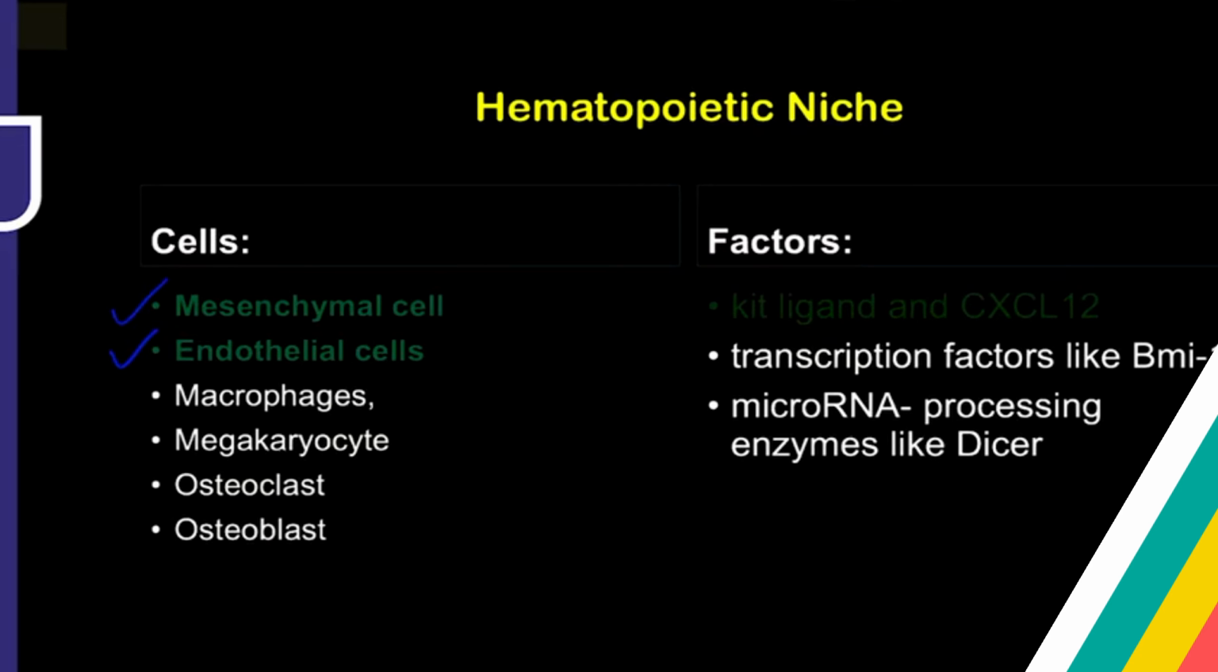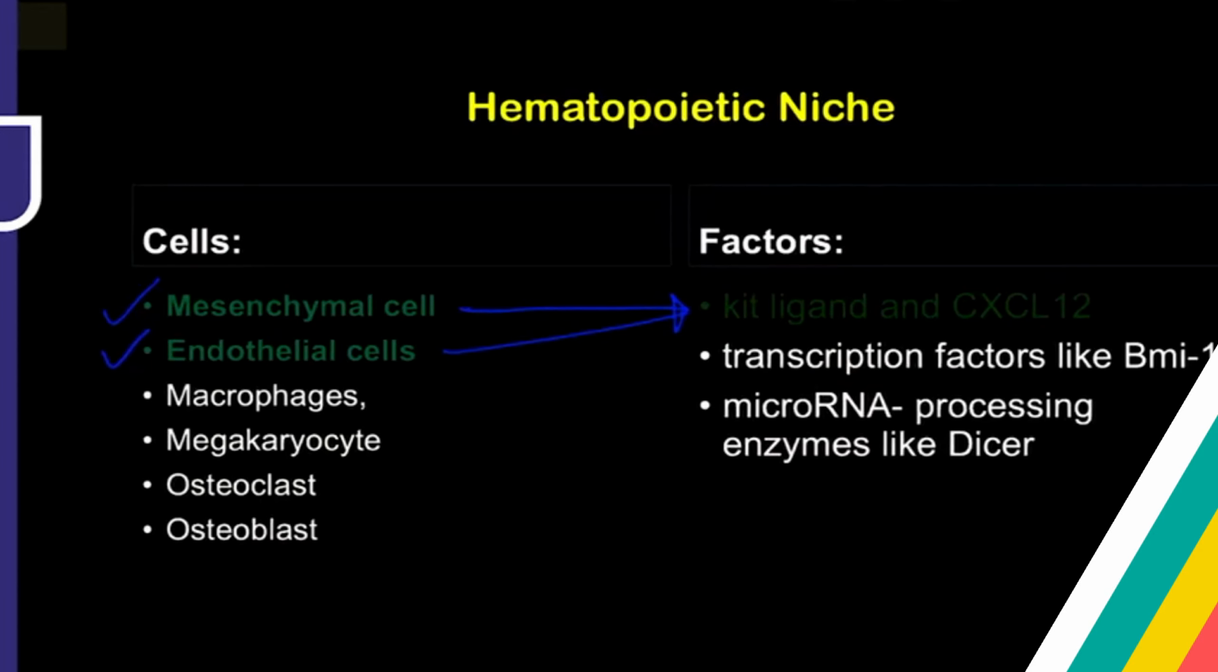So obviously endothelium cell will be there and mesenchymal cell will be there. This endothelial cell and mesenchymal cell, both of them secrete one important factor, and that is KIT ligand. Please remember this name, KIT ligand. Not only that, it also secretes CXCL12. These are the two important factors for the proper development of hematopoietic stem cell in the community.